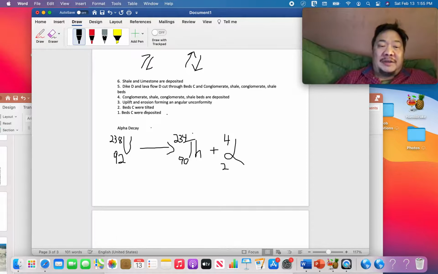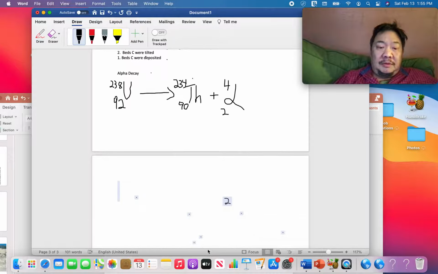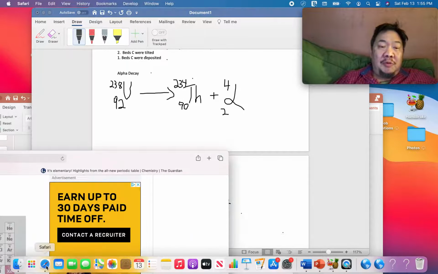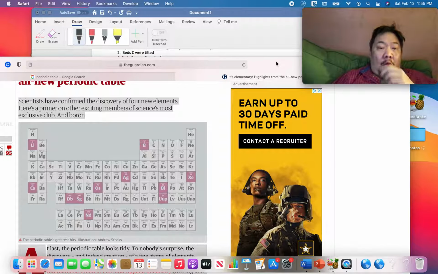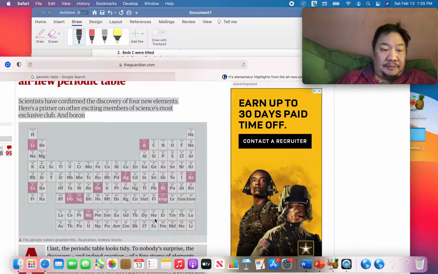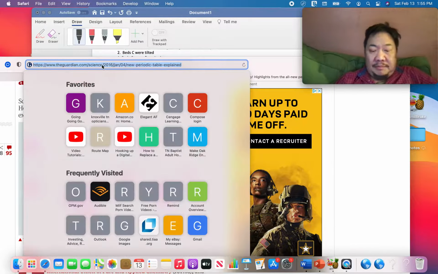Let's see if you got this here. Let's go back to our periodic table. Excuse me. And we're going to look at another element called radium.